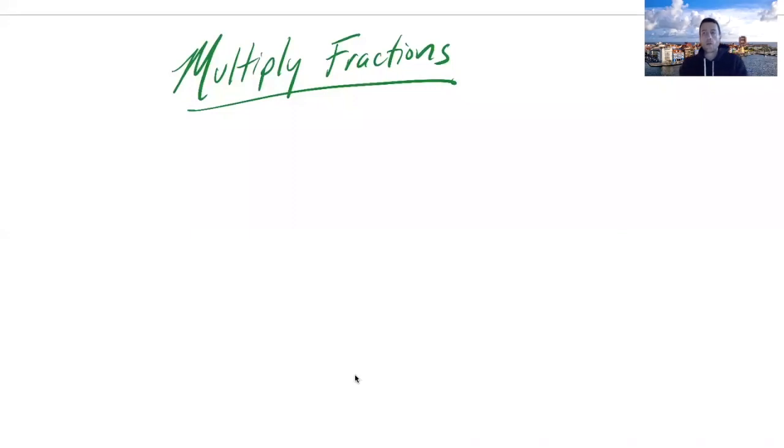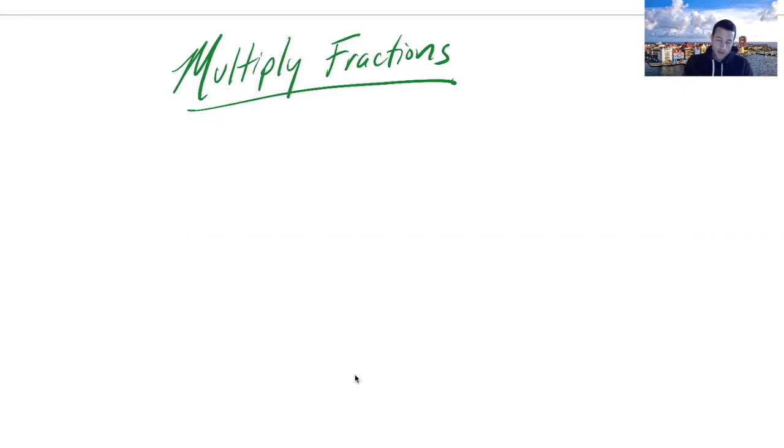Right, hello everyone. Welcome to Multiplying Fractions. All right, this one is a pretty simple, straightforward one. It's a little different rules than adding and subtracting fractions. So why don't we jump right in?